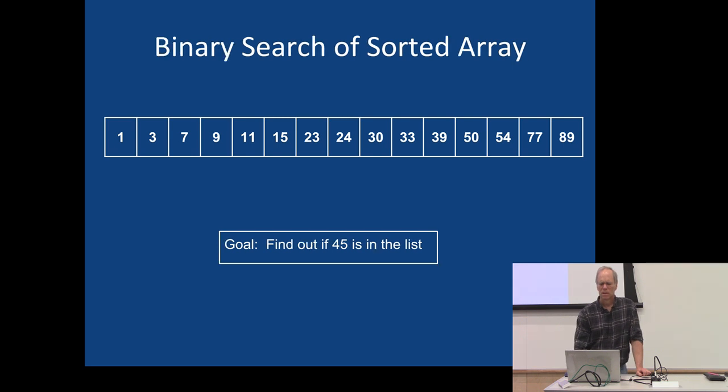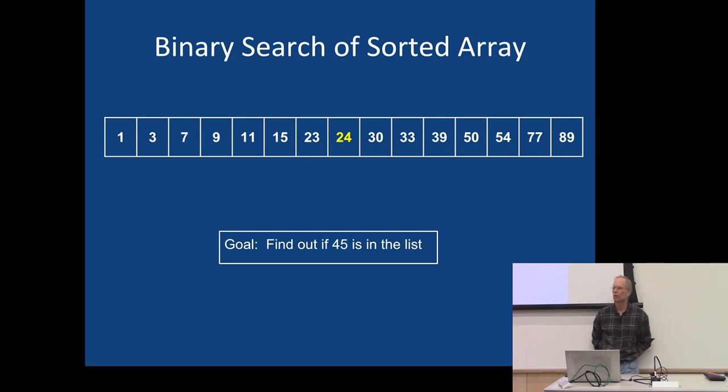So let's see if 45 is in this list. So I'm going to look right in the middle. That's the 24. Now, first of all, how do you calculate the middle? How do you know where the middle is in an array like that? Yes, the length of the array divided by 2, or another way to think about it is the average of the left index, which is 0, and the right index, which is whatever it is. Okay? All right, so we see a 24.